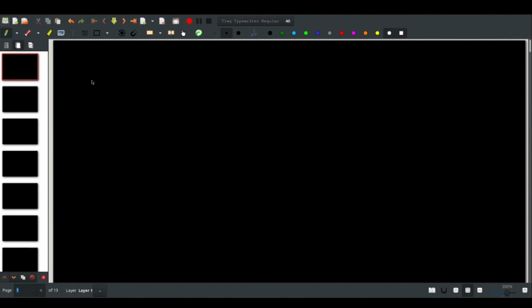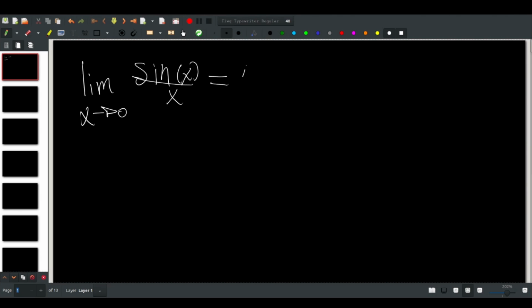Today I want to talk about a very interesting problem. The problem is the following. Suppose that one wants to use the following limit: the limit when x goes to 0 of sine of x over x is equal to 1. This limit, all it's saying is that if x is a very small number, the sine of that very small number is very similar to the number that you use to get the sine of.